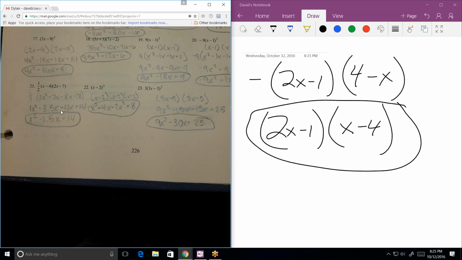Whoa, something's wrong. Somehow you changed the sign on this 3.5x incorrectly. Oh, did I? It's not plus, it's minus. No, it's minus. Yeah, that's why, the way you did it.